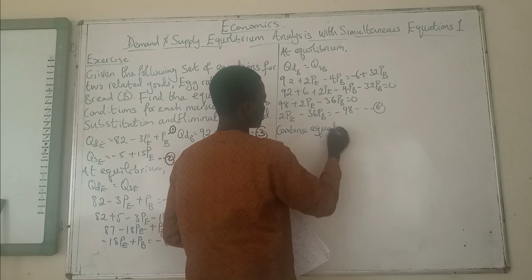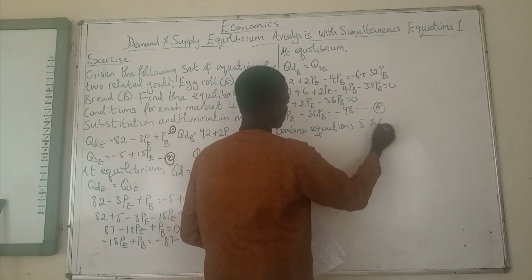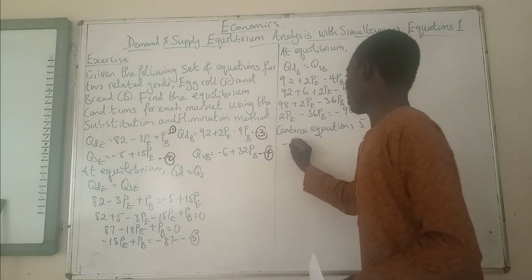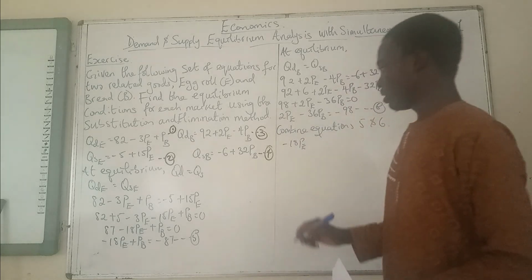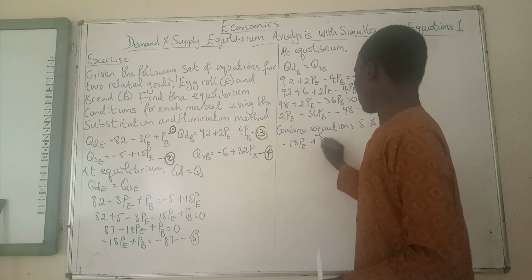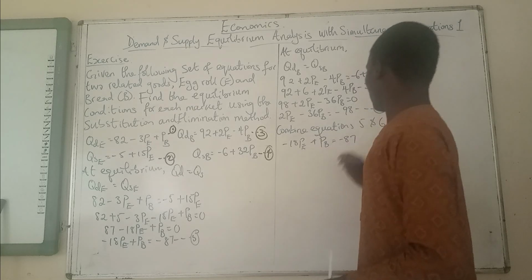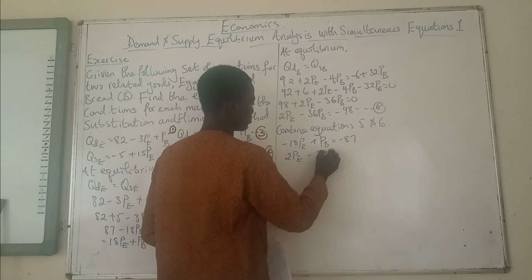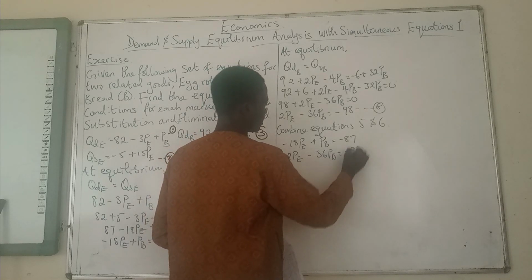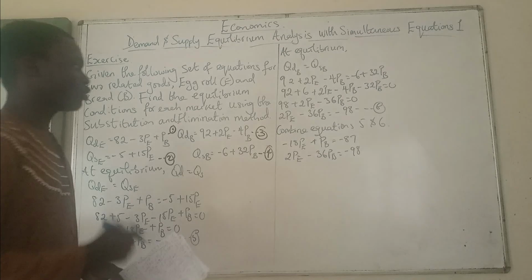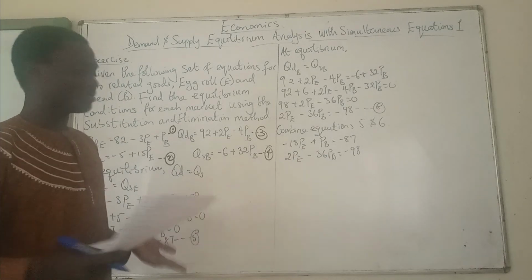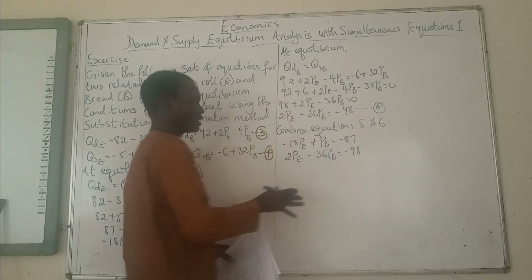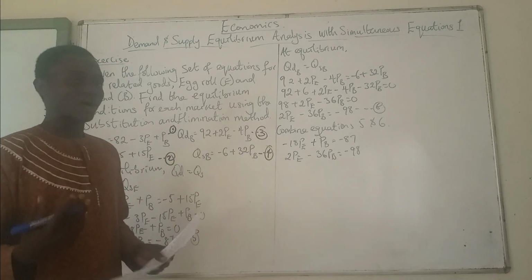Combine equations 5 and 6. So what is equation 5? Equation 5 is minus 18 PE plus PB equals minus 87. Then this other equation, equation 6, is 2 PE minus 36 PB equals minus 98. So how do we then use the substitution method? The substitution method is basically simple. You can choose either of equation 5 or 6 and make any of the variables the subject of the equation.